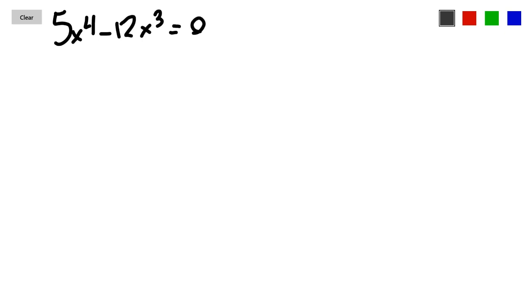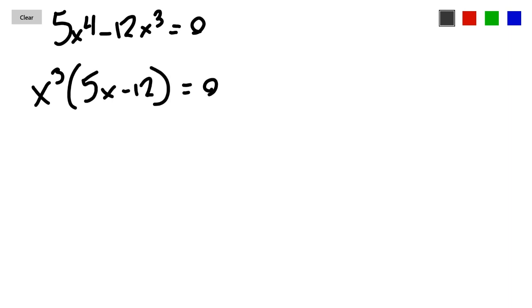In this case, I can see that I have x's in both of the terms. But not only that, I have an x to the fourth power and an x to the third power. So what I can do is take out as many x's in each of the terms as I possibly can, and that's going to be an x cubed. I can rewrite this as x cubed times 5x minus 12. I've factored out the x cubed, so now I have two different factors, the x cubed and the 5x minus 12.